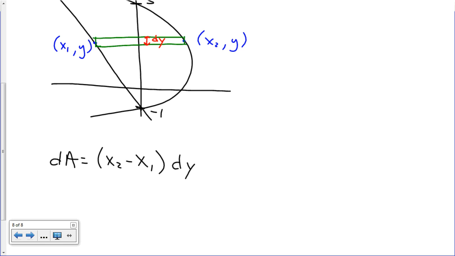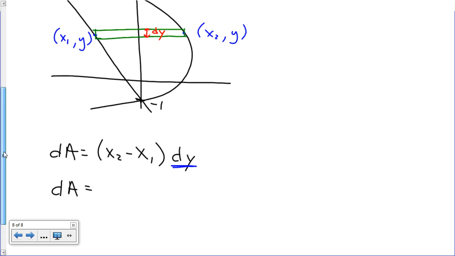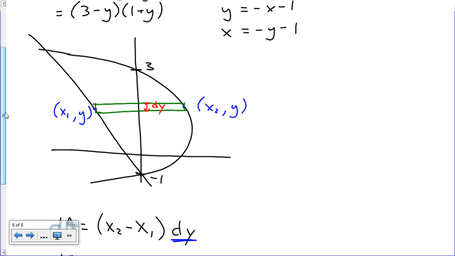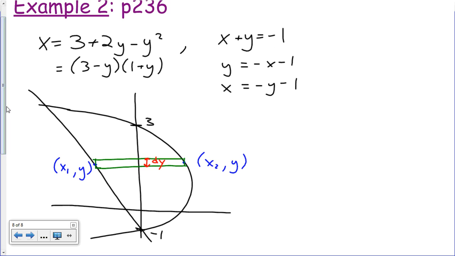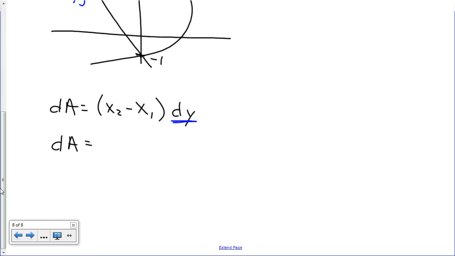Now I want to get this all in terms of y, and basically what dictates that for us is this differential right here. You have to look at your differential, and that tells you what variable you need. So the fact that I have dy there tells me I need to change the x1 and x2 over to y values. And fortunately, we have equations where we know exactly what those are. If you look at x2, x2 is over here on the right. It's on the curve. So I need to know what x is equal to as a function of y. And so there we go. It's 3 plus 2y minus y squared.